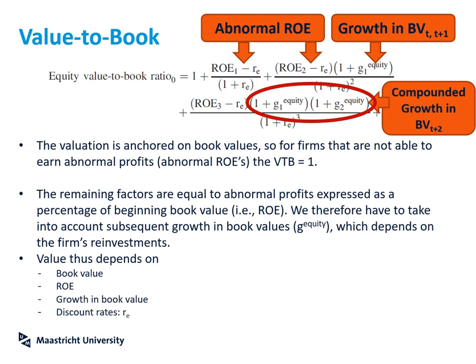So we can see then that the value to book ratio, or the value of the firm, depends on the book value, the ROE, because that determines our abnormal ROE, the growth in book value, because that affects the, let's say, normal profit growth, and it depends on the discount rate. If we have higher discount rates, that means we have higher required or higher normal profits, which reduces our ability to earn abnormal profits.